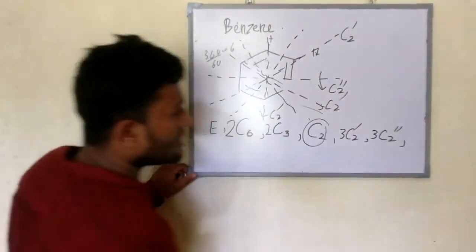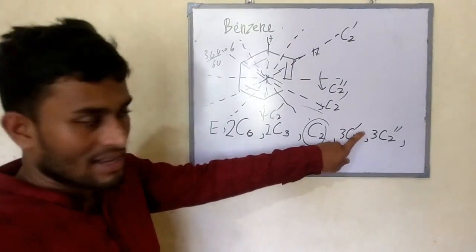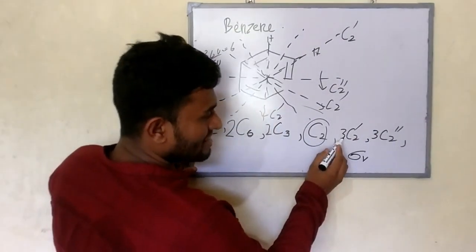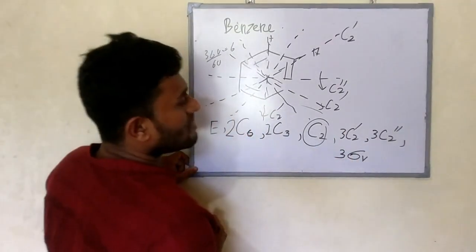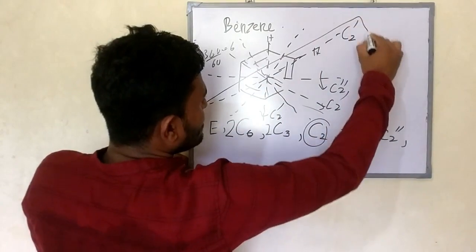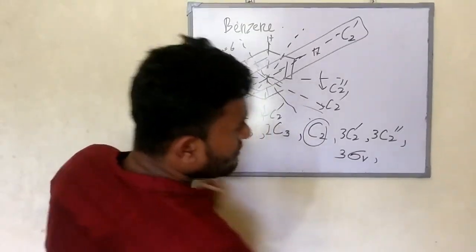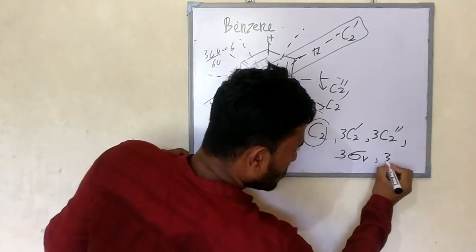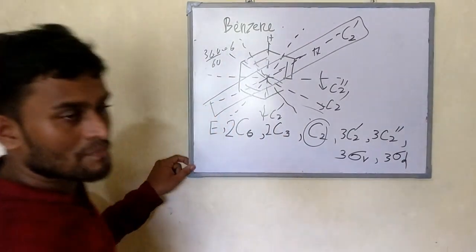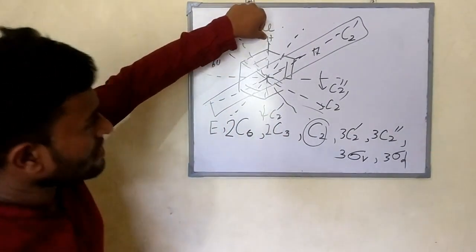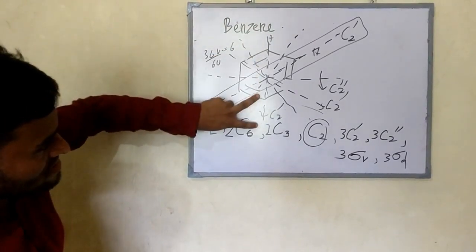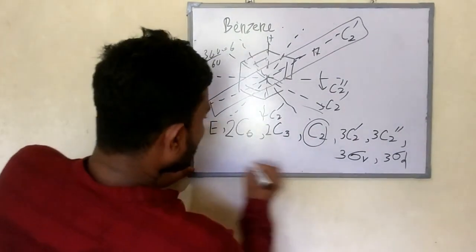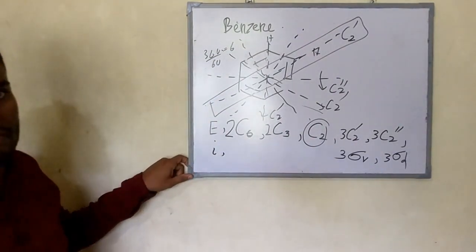Then I told you earlier, if C2 dash is there, definitely sigma V is also there. So 3 C2 dash, 3 sigma V dash. This is that plane. If C2 double dash is there, definitely sigma D is possible. So 3 sigma D. And here one atom, at the same distance on the opposite side you have another hydrogen atom. So inversion is also possible.